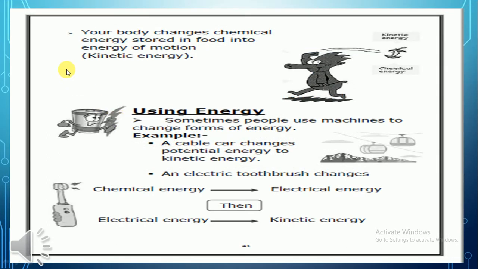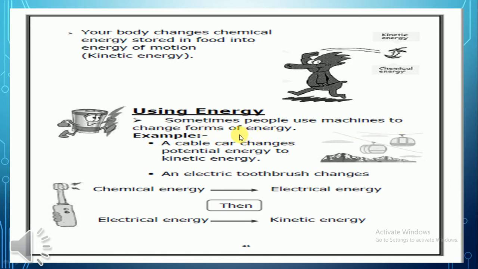Good job. Okay, so this is an apple, or it was an apple. So this apple has chemical energy. When you eat this apple, your body changes this chemical energy into kinetic energy. So your body changes chemical energy stored in food into energy of motion. We call it kinetic energy. Using energy. Okay, sometimes people use machines to change forms of energy.